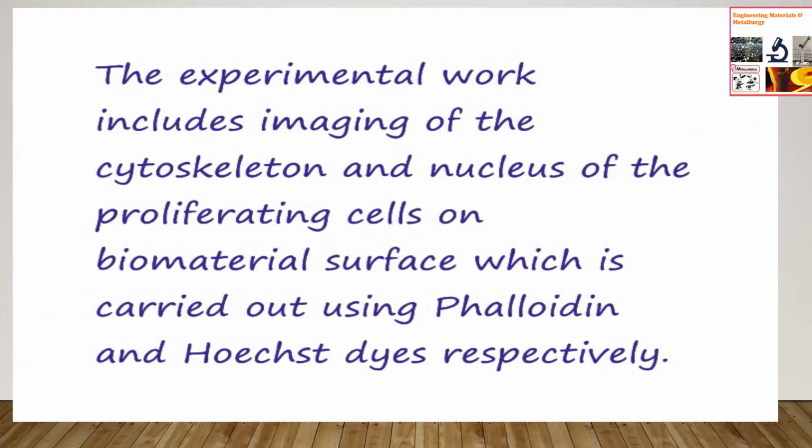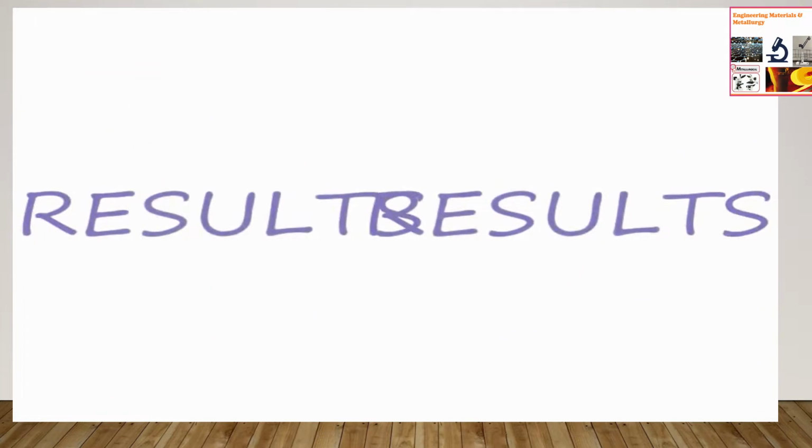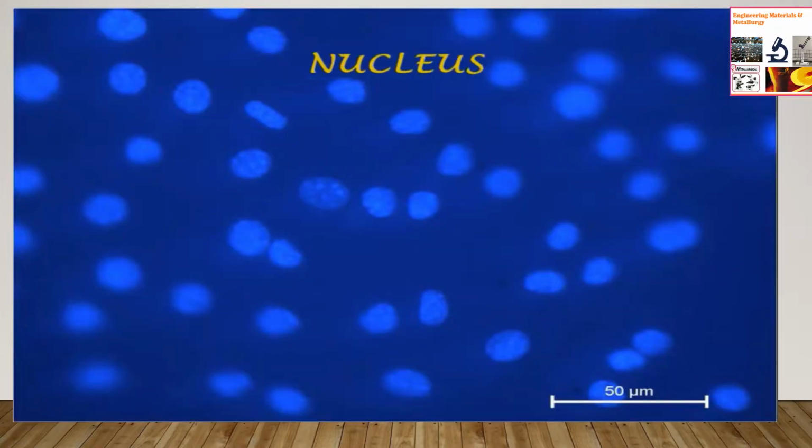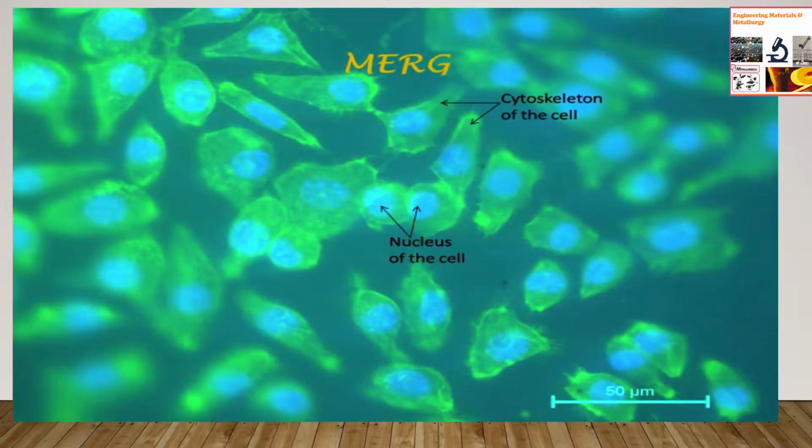Here, the experimental work includes imaging of the cytoskeleton and nucleus of the proliferating cells on the biomaterial surface, which is carried out using phalloidin and purchased dyes respectively. The results are as follows. This is the image of the cytoskeleton of the cell, and this one is of the nucleus. The next image, that is the merged image, is obtained by merging the two images, that is the cytoskeleton and the nucleus, together to view both of these at the same time.